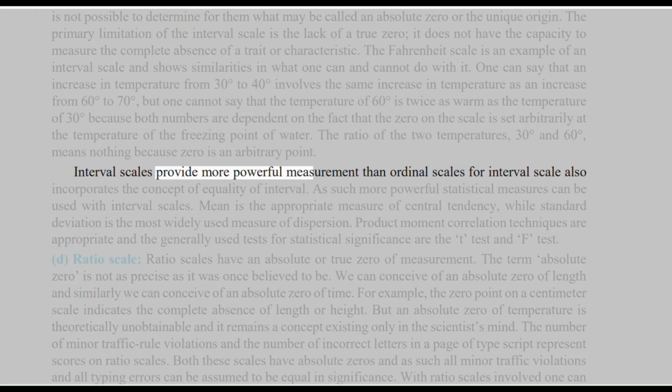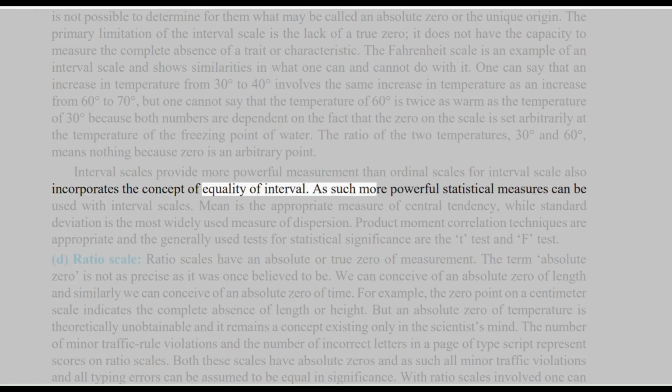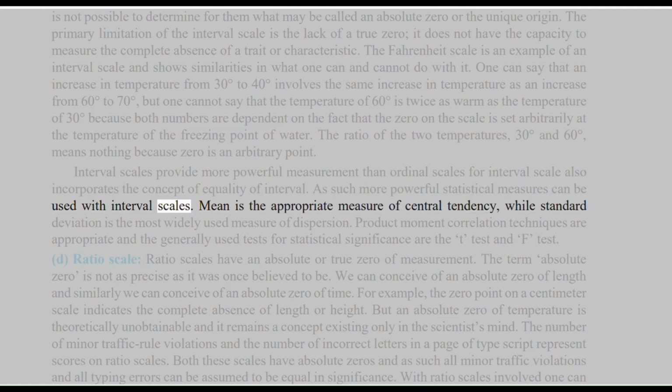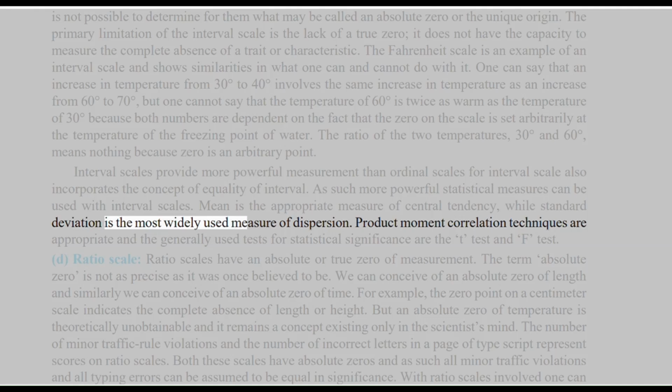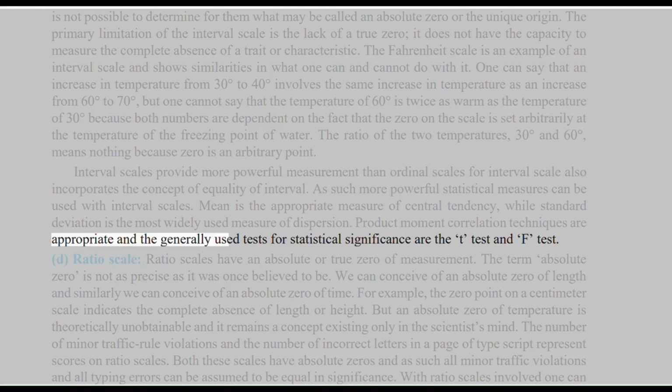Interval scales provide more powerful measurement than ordinal scales, for interval scale also incorporates the concept of equality of interval. As such, more powerful statistical measures can be used with interval scales. Mean is the appropriate measure of central tendency, while standard deviation is the most widely used measure of dispersion. Product-moment correlation techniques are appropriate, and the generally used tests for statistical significance are the t-test and f-test.